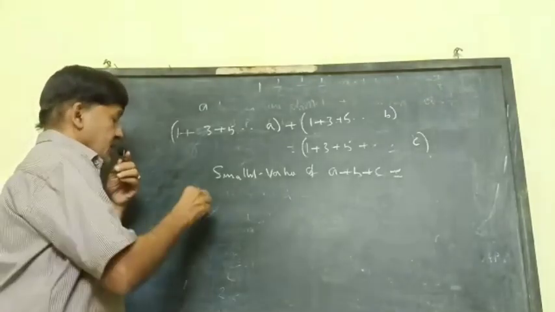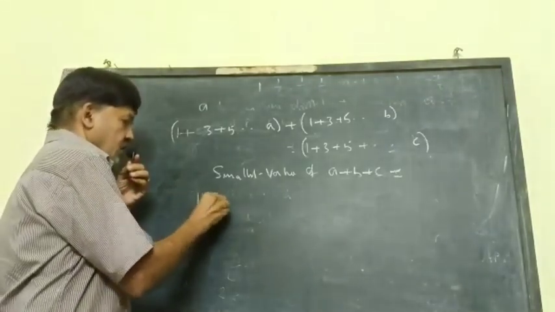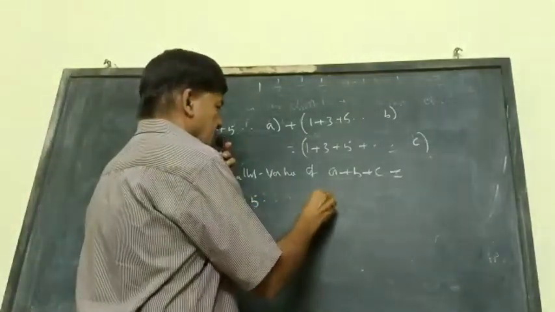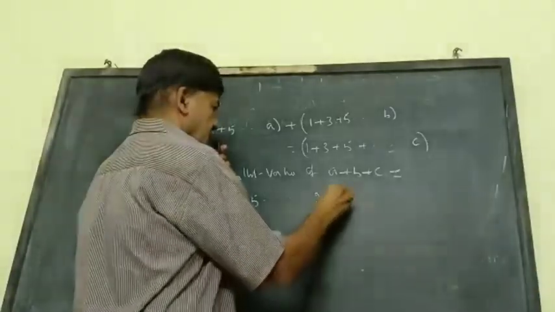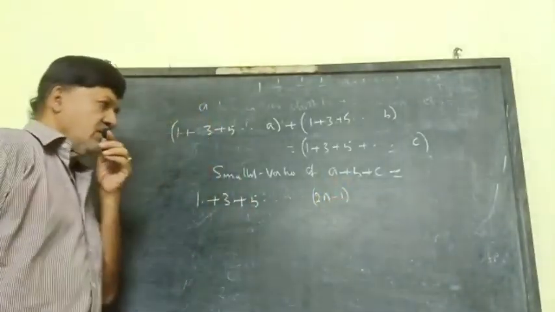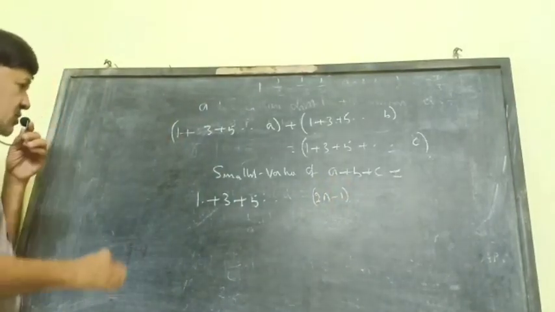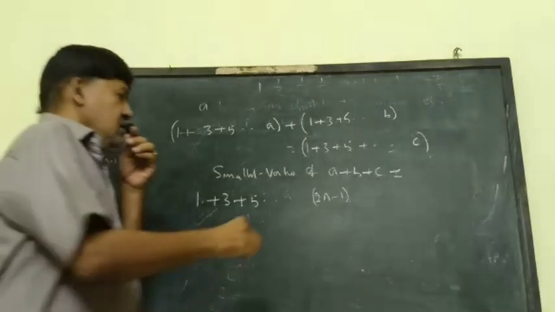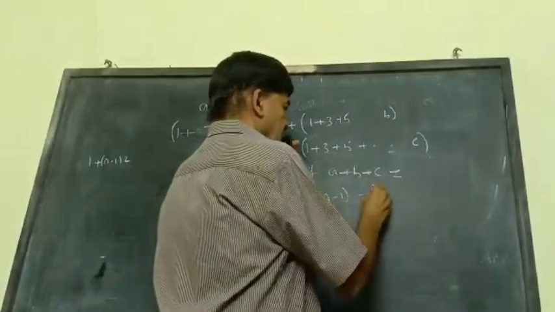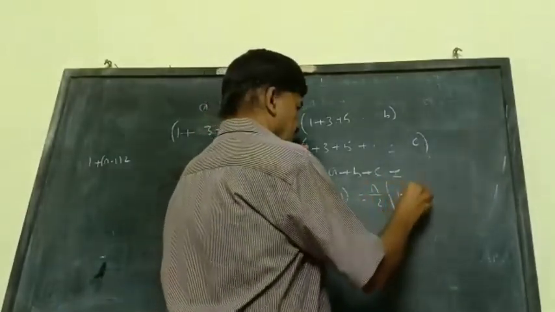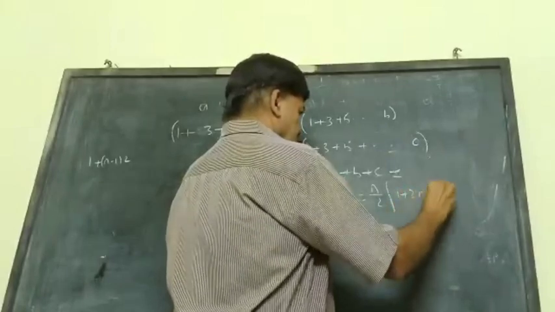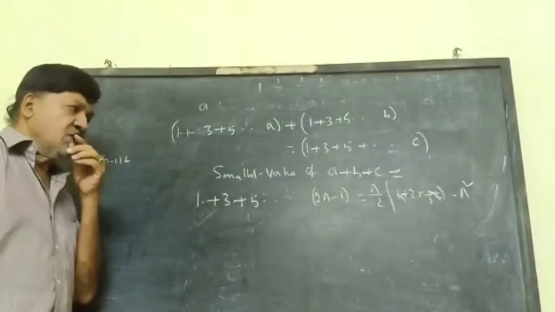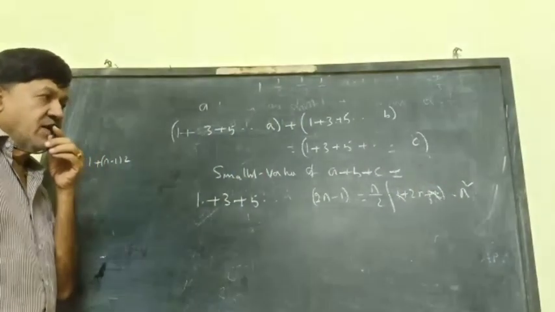See, listen. If you observe closely, 1 plus 3 plus 5, let us say up to n terms, up to n minus 1. A plus n minus 1 into 2, if you write 1 plus n minus 1 into 2, means 2n minus 1. This is nothing but n by 2 into first term plus last term. First term plus last term means you are going to get n square. So 1 plus 3 plus 5 up to n terms happens to be n square. Right?